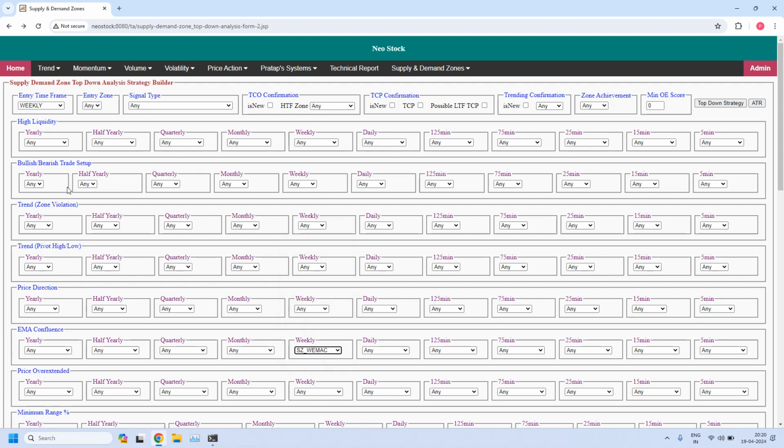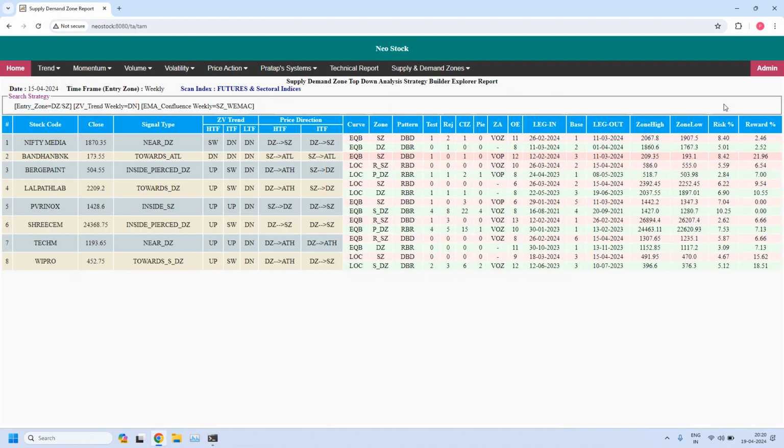And what about the trend? The zone violation trend should be downtrend, in the weekly time frame. So we are selecting down. Now let us filter. Only 8 stocks are filtered. All these 8 stocks are having a downtrend and their supply zones are having weekly EMA Confluence. Because the list is small, we don't need to check with the second type of trend.